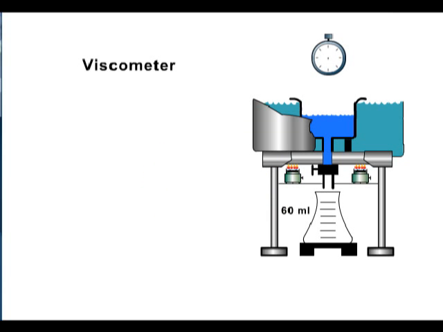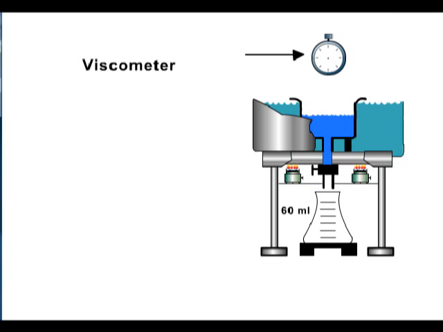A viscometer, the device used to measure a liquid's viscosity, consists of a small reservoir surrounded by a water bath used to heat and maintain the liquid at a constant temperature. There is a small orifice below the reservoir through which the liquid can pass once it is heated to a specified temperature.